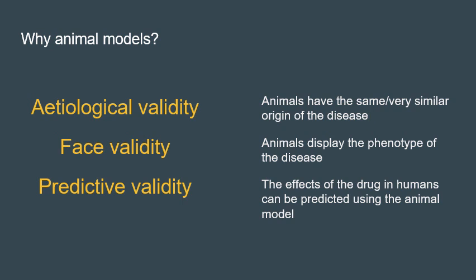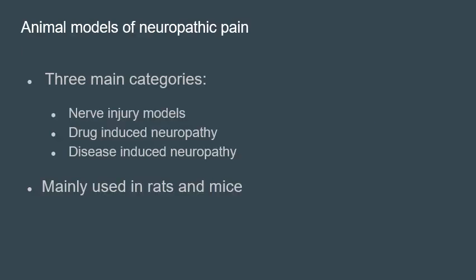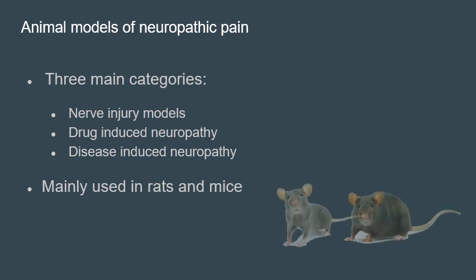In the research of neuropathic pain, an ideal model should produce similar symptoms like allodynia, hyperalgesia, and spontaneous pain. Animal models of neuropathic pain fall under three main categories: nerve injury models, drug-induced neuropathy models, and disease-induced neuropathy models. The most common animals used to study neuropathic pain are mice and rats. There are a wide range of animal models used in neuropathy research. However, in this presentation, we discuss 4 specific models covering all 3 categories.